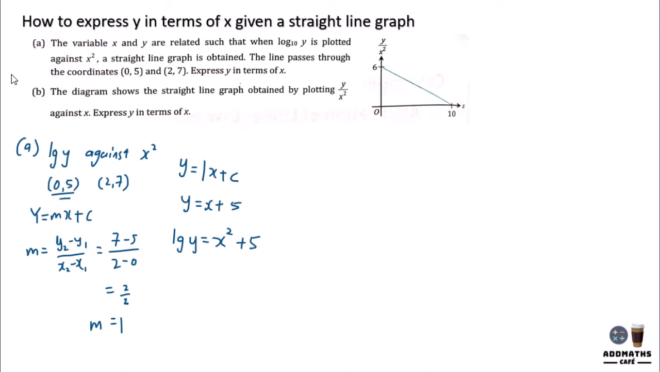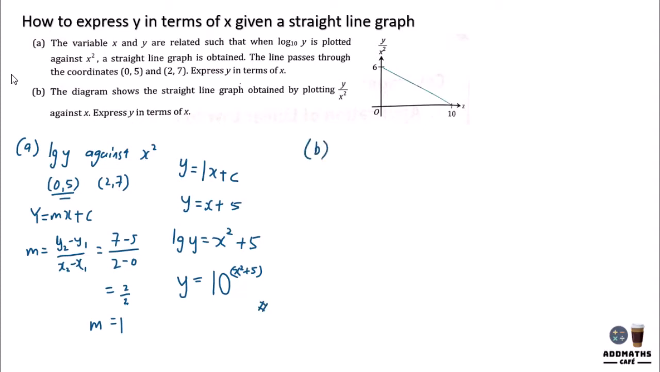In this case, you are required to find y in terms of x, so I change this log form into indices form. So log y is log base 10 of y. When I change, it will be y equals 10 to the power of (x squared plus 5), with a bracket. So this is the final answer.